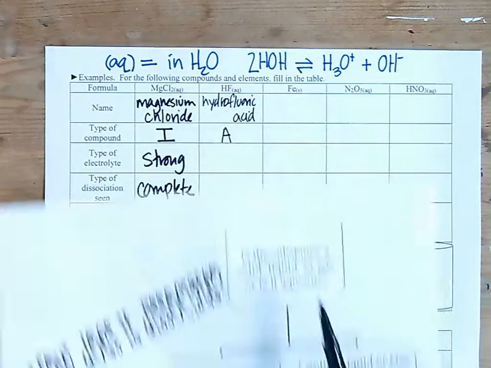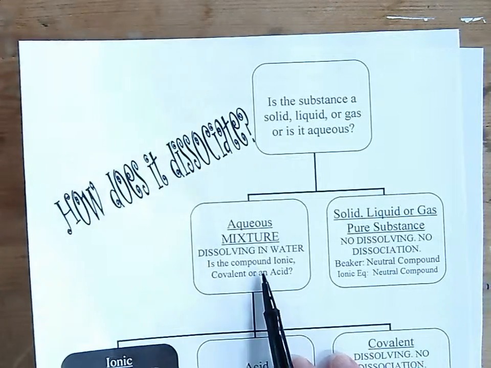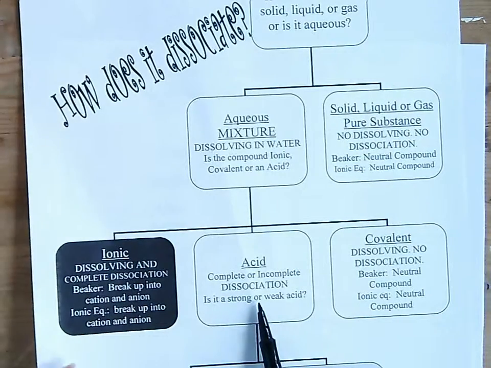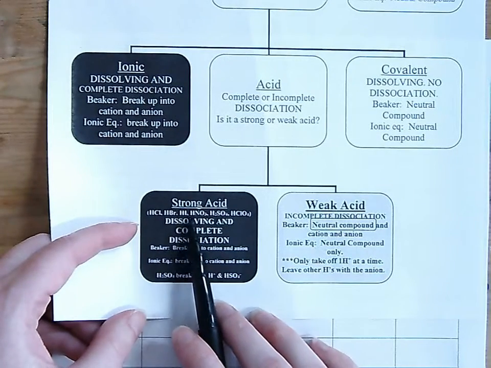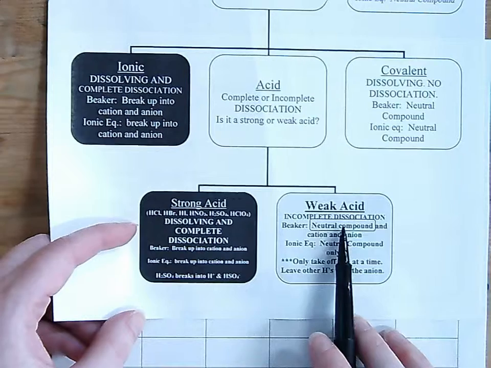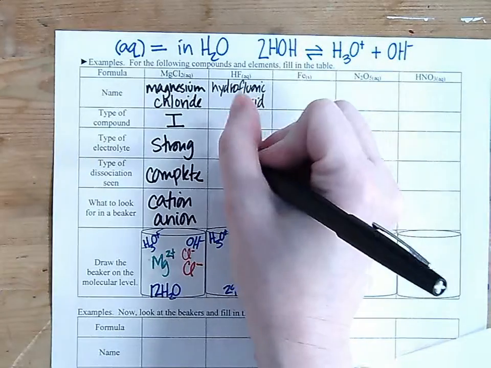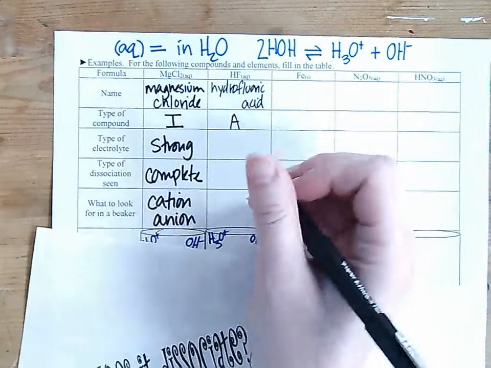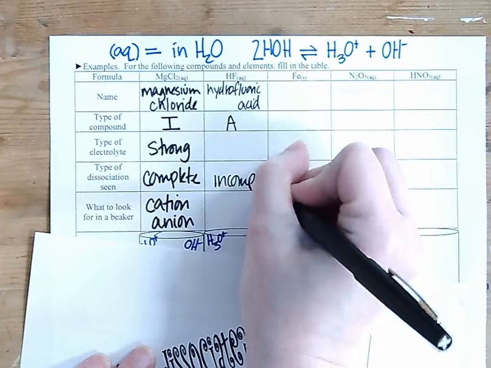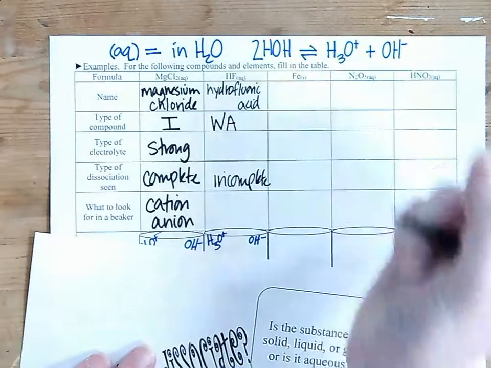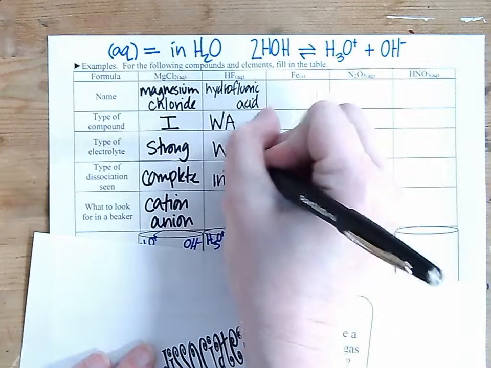Solid, liquid, gas, or aqueous? It is aqueous. Ionic, covalent, or acid? It is an acid. Is HF a strong or weak? Well, let me check. I don't see HF over here, so it must be weak. And in the beaker, it says neutral compound and cation and anion. So I saw incomplete dissociation. It's a weak acid. Don't cry about it, but it's a weak acid, which makes it a weak electrolyte.